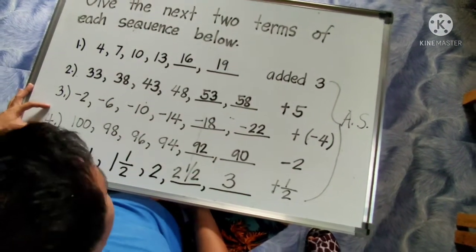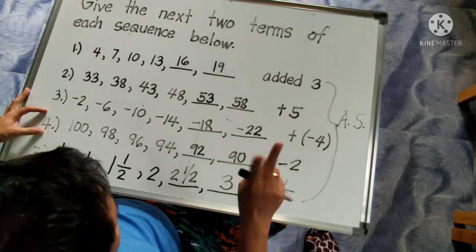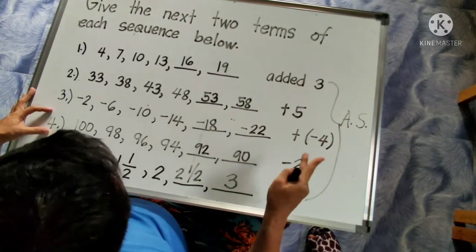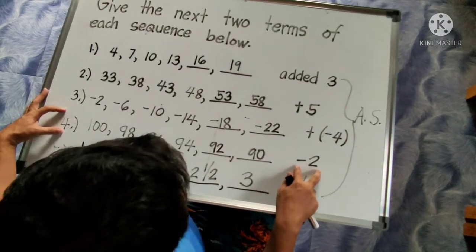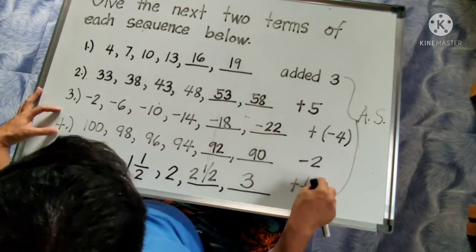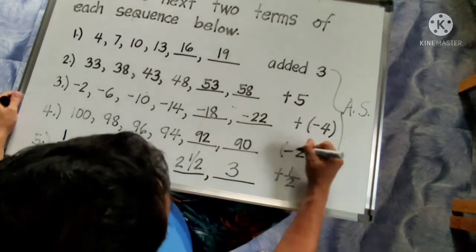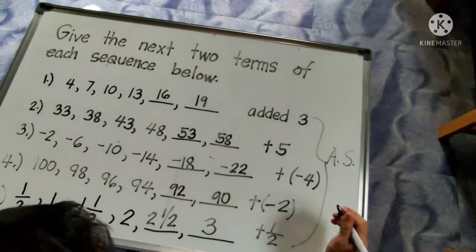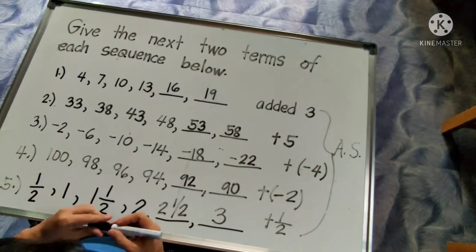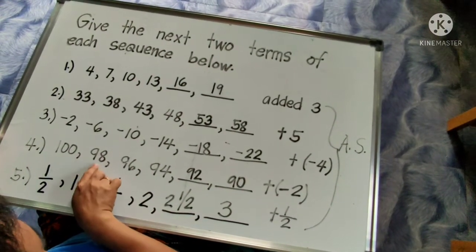Number 4, we subtracted 2, or we added -2. It's allowable. We added -2, or we subtracted 2 from the preceding term to get 98.